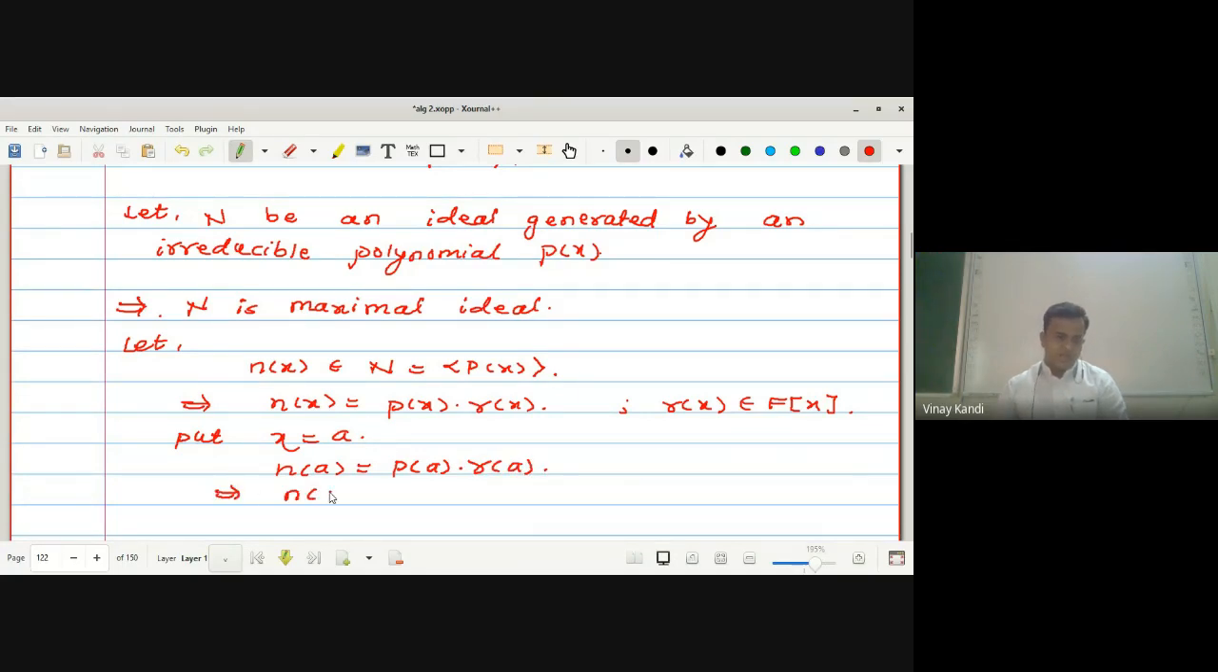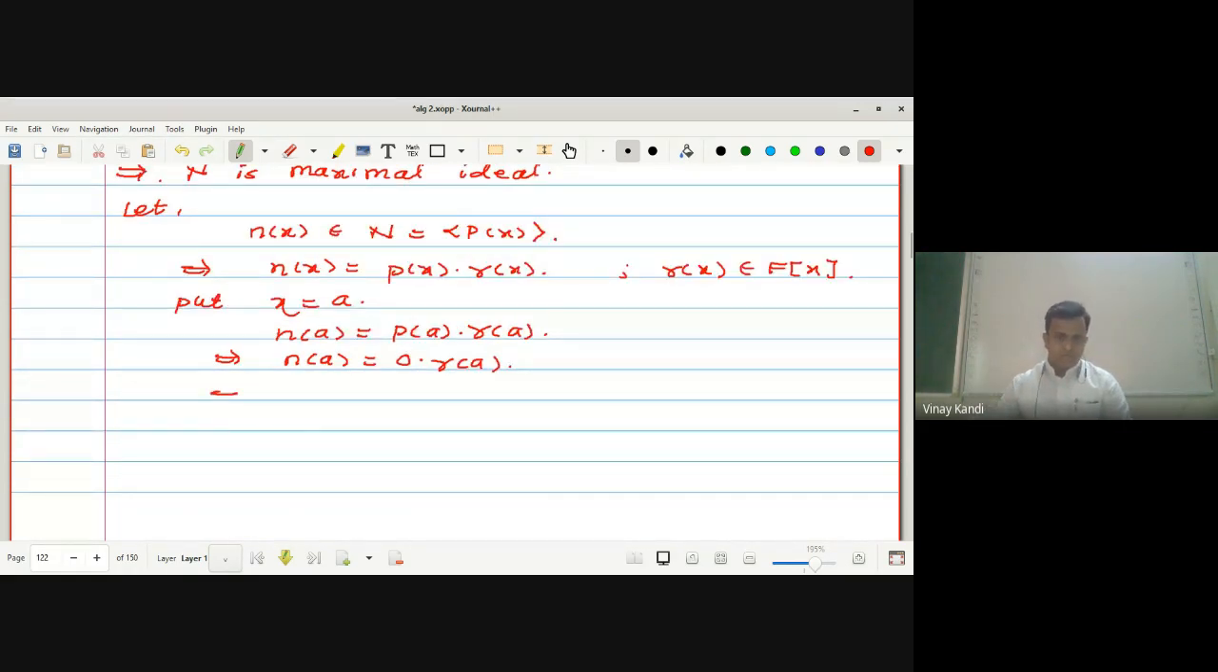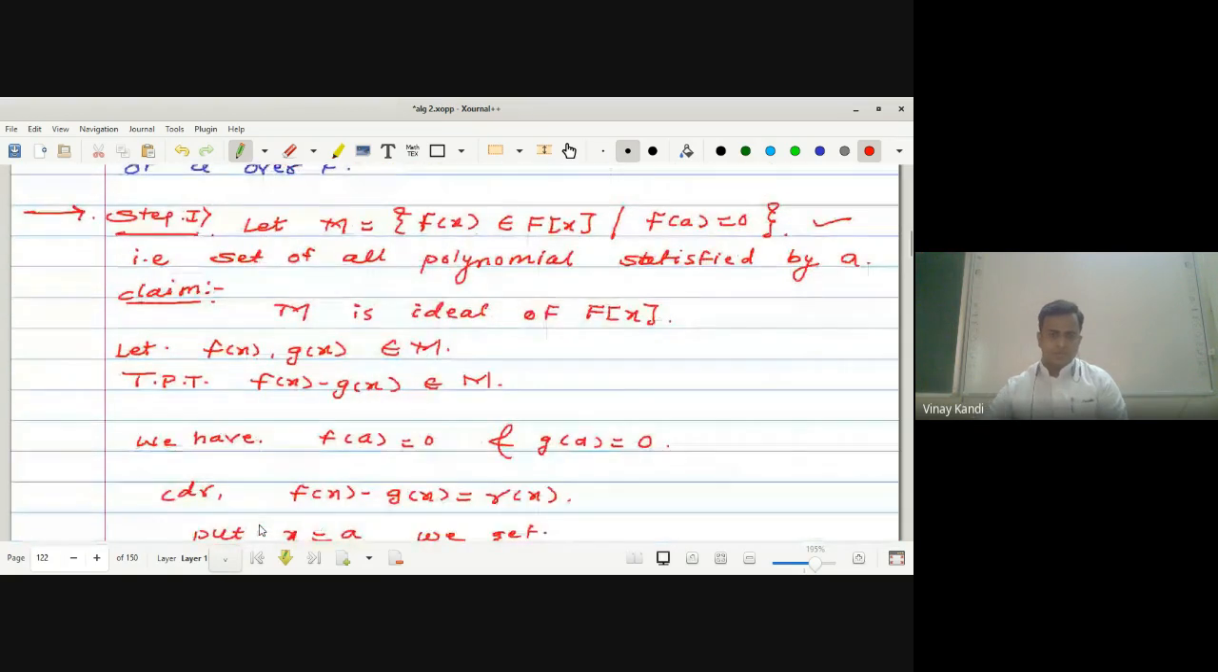This implies n of a is equal to what is P of a? What is P of a for us? The irreducible polynomial satisfied by a. So this is 0 into r of a. Okay, so this implies n of a is equal to what? 0. Okay, by the definition of M, this n of x belongs to what? Capital M. Okay, the definition of M: the collection of all the polynomials which are satisfied by a. So here n of a is 0, that means n of x belongs to capital F of x, and n of x belongs to M.